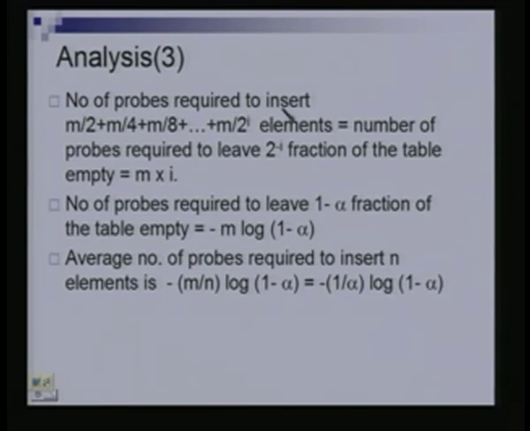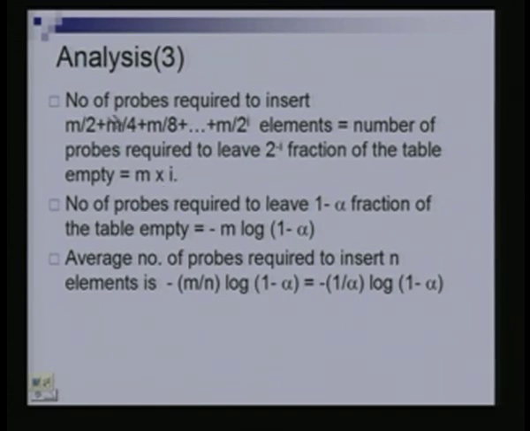So the total number of probes required to insert m by 2 plus m by 4 plus m by 8 plus so on up to m by 2 to the I. What is the total number of probes required? For this, recall from the previous slide, I said m. For this also I said m. For this also I said m. So what is the total required for these? m into I, because this is just 2 to the I. This is 2 to the 3, 2 to the 2, right? So each one of them is m. So it's m times I.